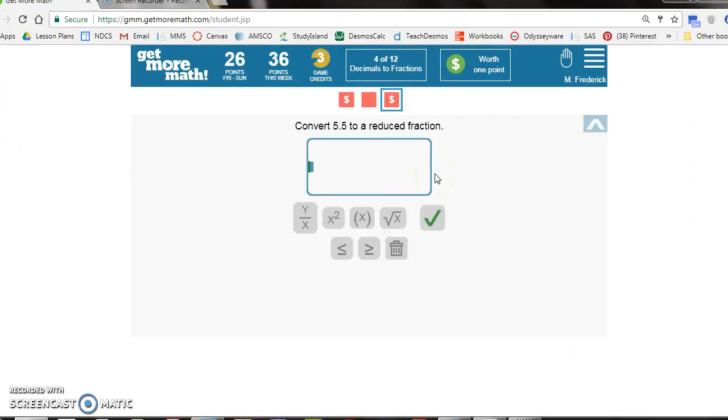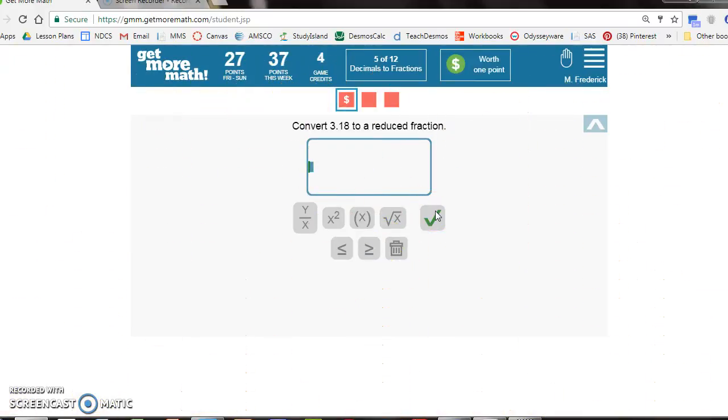Convert 5.5 to a reduced fraction. One way to do this is to have 5 and 5 tenths. Then note that we can simplify 5 tenths. 5 goes into 5 one time, and 5 goes into 10 2 times. So this simplifies to 5 1/2. Another way to do this is just to go straight to 5 1/2, noting that 0.5 is always 1/2.